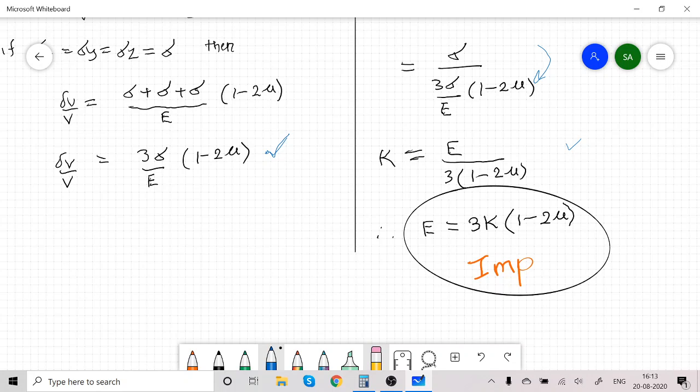Further simplifying it, I will get E, that is modulus of elasticity, equal to 3K into bracket 1 minus 2 mu. This is a very important relation between modulus of elasticity E and bulk modulus K. On this relation, many times a question is asked in the MSBTE theory examination of Mechanics of Structures. We will solve some problems in the next lecture.